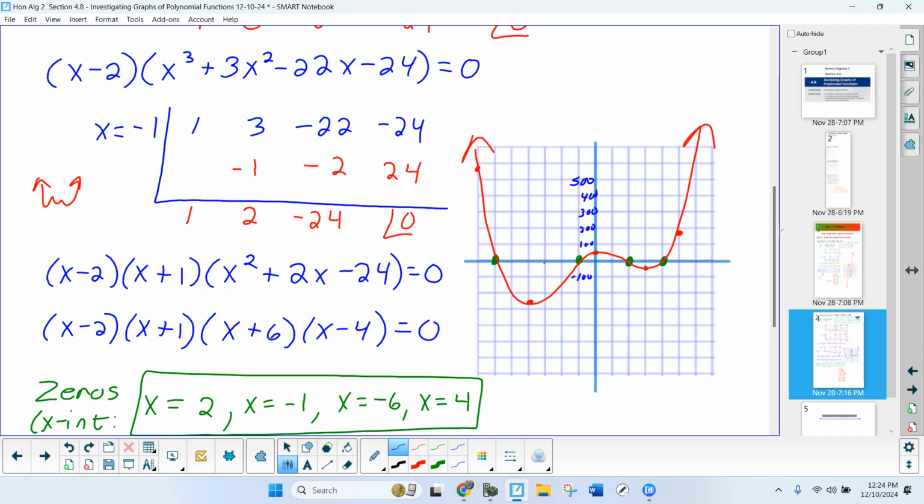All right, you can do your graphs on a piece of graph paper.